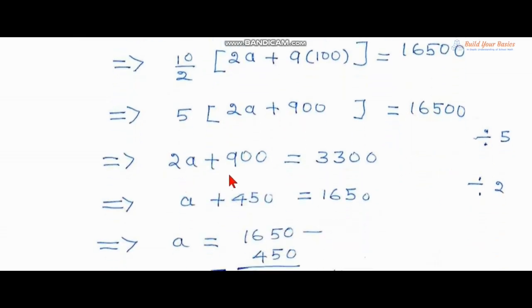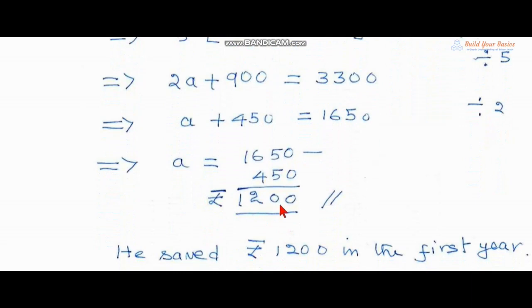Now we can divide throughout by 2. So A plus 450 equals 1650. That is, A equals 1650 minus 450, that is 1200 rupees. So we have got the value of A. What does it mean? He saved 1200 rupees in the first year. There the problem ends.